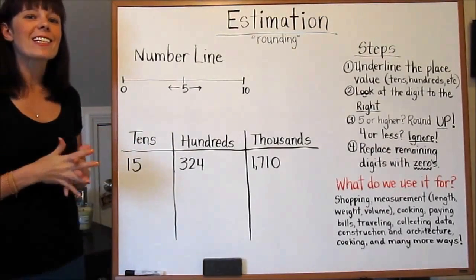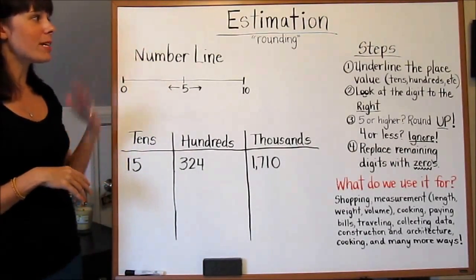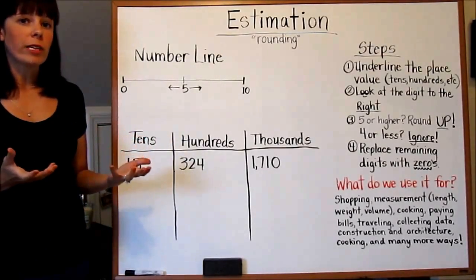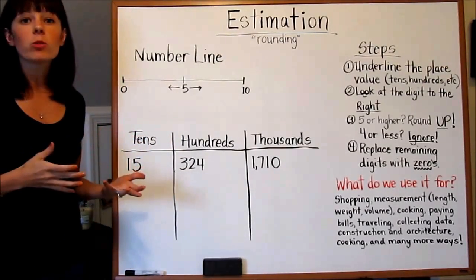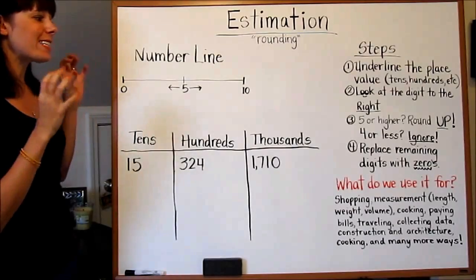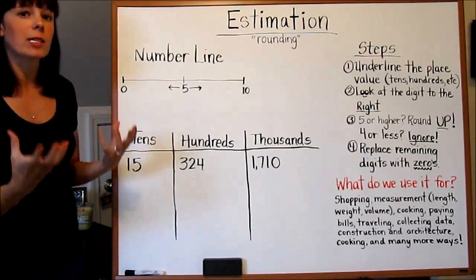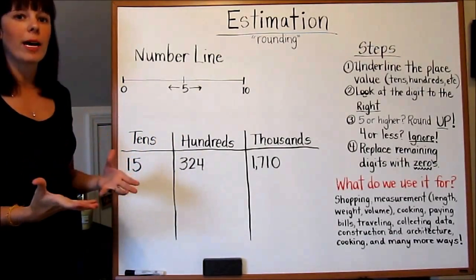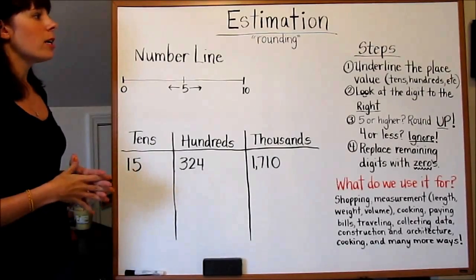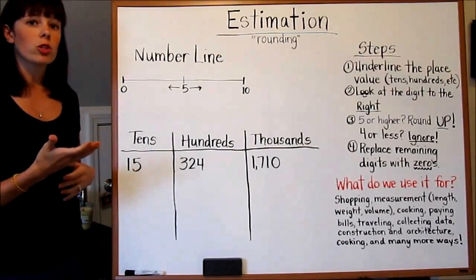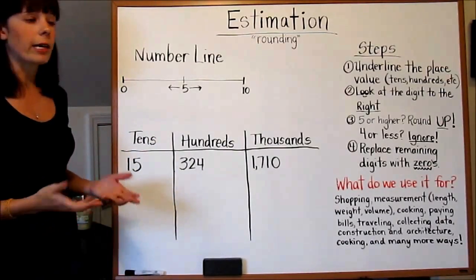Hey there! In this lesson today we're going to talk about estimation, which is another word for rounding. When we are rounding numbers, we're looking for not an exact amount, but an approximate amount, about how many. You'll hear that word a lot. And there are a few steps that you can do to make sure that you are estimating correctly.